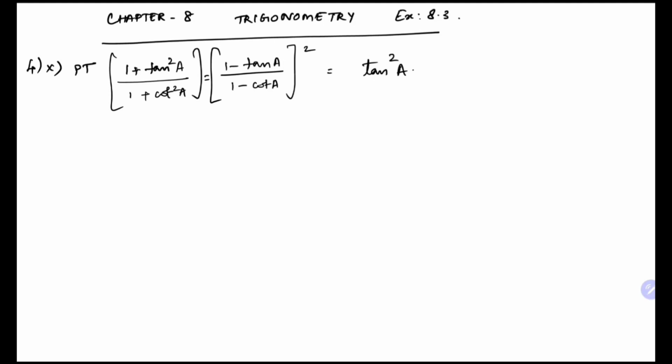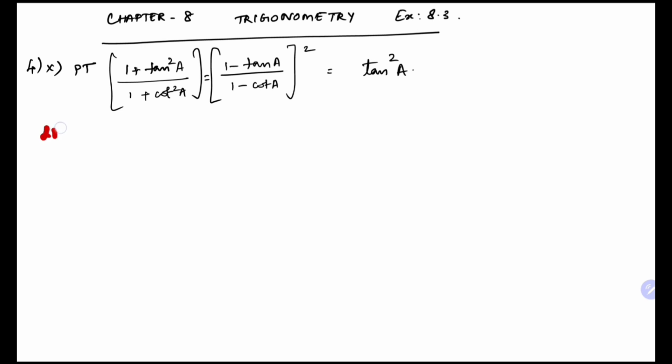Hello friends, we have come to the last sum of exercise 8.3 of chapter 8 Trigonometry. The question is, prove that (1 plus tan square A) divided by (1 plus cot square A) is equal to ((1 minus tan A) divided by (1 minus cot A)) the whole square, which is equal to tan square A.